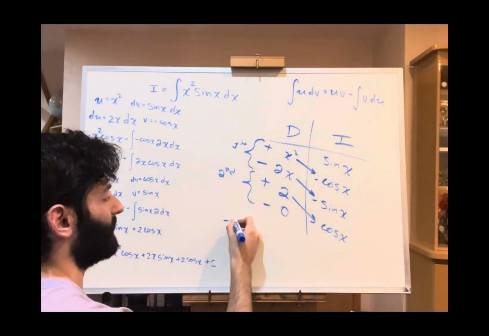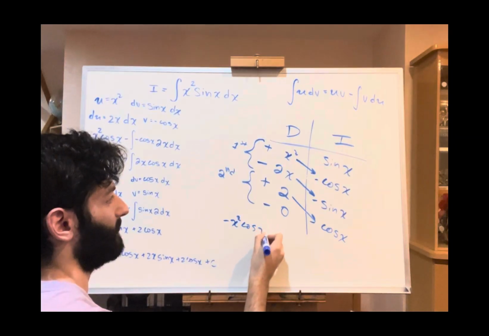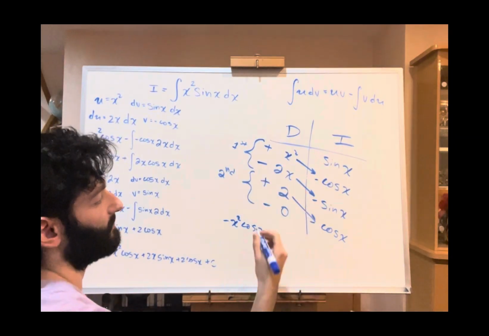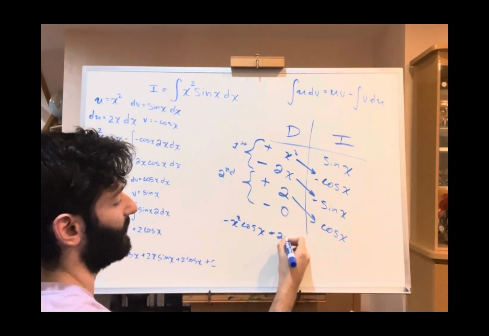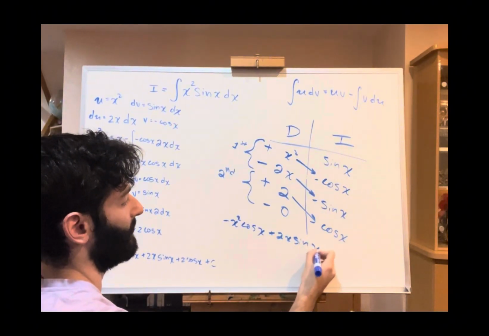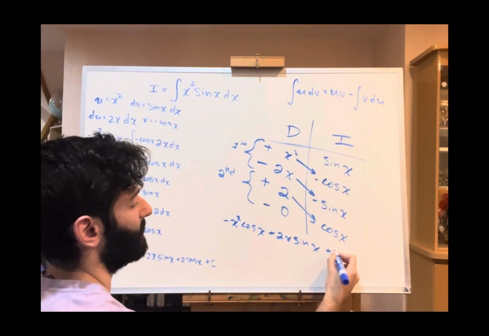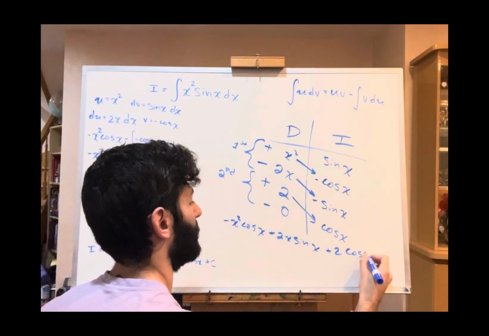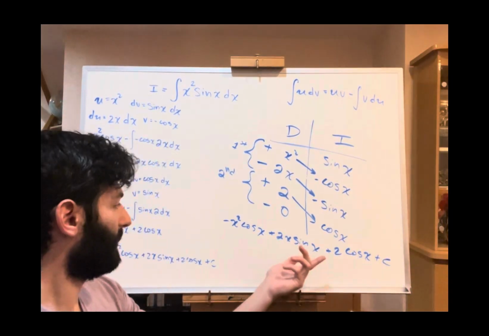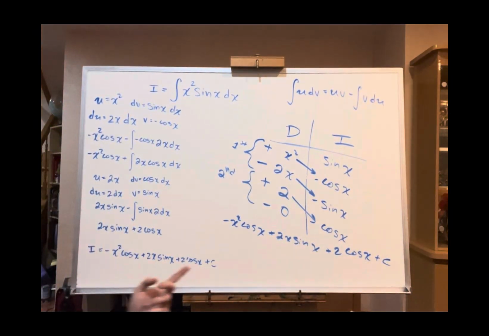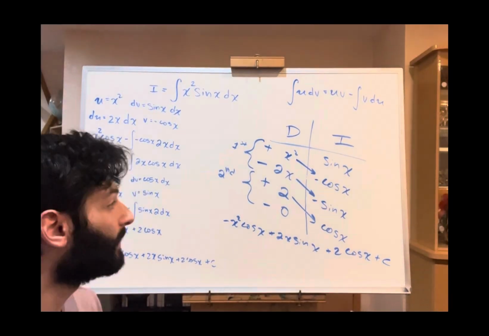Check for yourself. Negative x squared cosine of x. Minus minus makes a plus, so plus 2x sine of x. And then plus 2 cosine of x plus c. And would you look at that? Exactly the same solution.